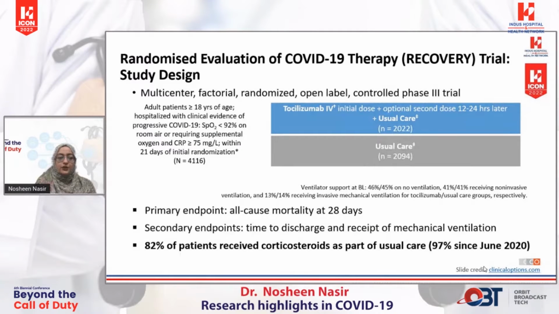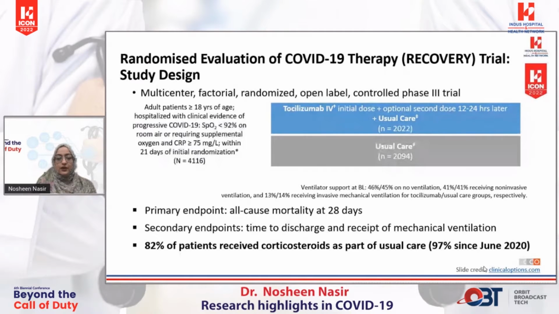The RECOVERY trial was a multi-center factorial randomized open-label controlled phase 3 trial. Their primary endpoint was all-cause mortality at 28 days, and the secondary endpoints were time to discharge and receipt of mechanical ventilation. 82% of the patients in this trial had received corticosteroids as part of usual care.